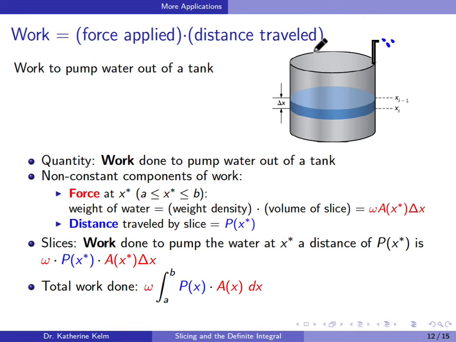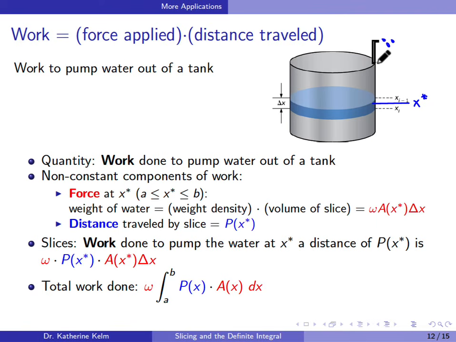The amount of water is going to affect the force that we need to apply, and how far we need to pump it is also going to vary. So we're going to estimate the work done by considering slices of water and how much work it takes to pump that slice of water out of the tank. So at x star, this is where we're going to need a coordinate system.